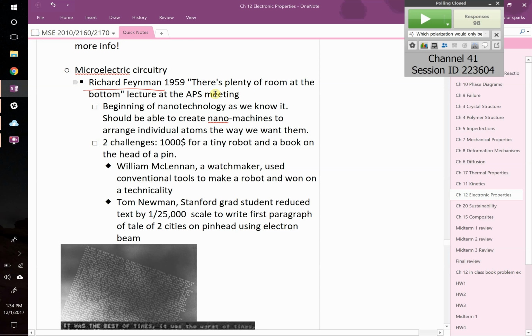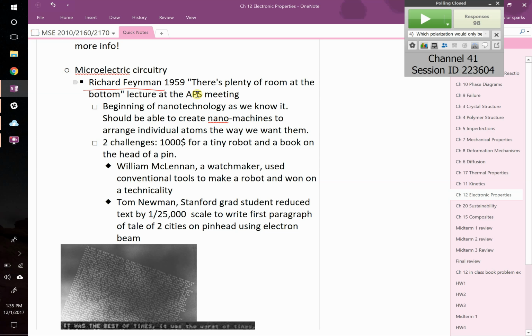It was at, I think, the APS meeting, the American Physical Society. He's like, okay, I'm going to do 2 challenges. First off, $1,000 if you can make a tiny robot, right? And he meant tiny. It had to be smaller than some size, because basically machines before then were still pretty big.